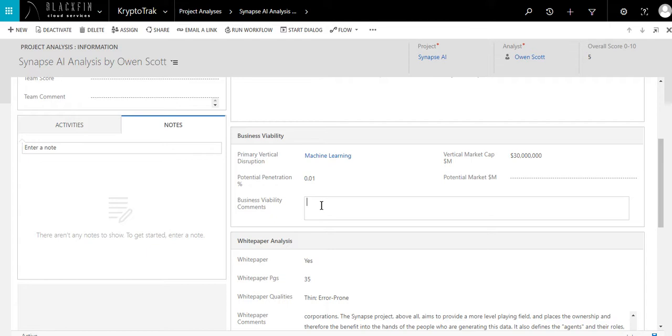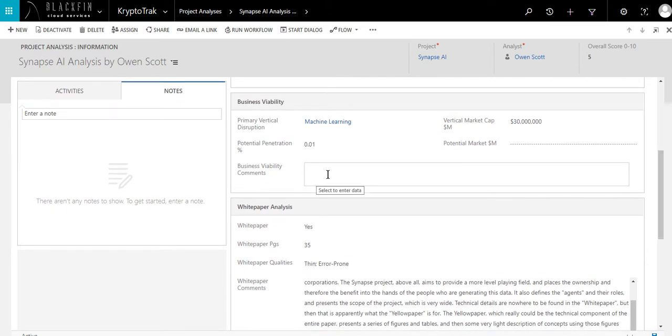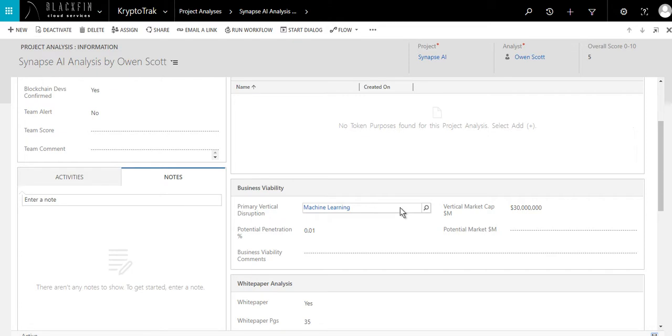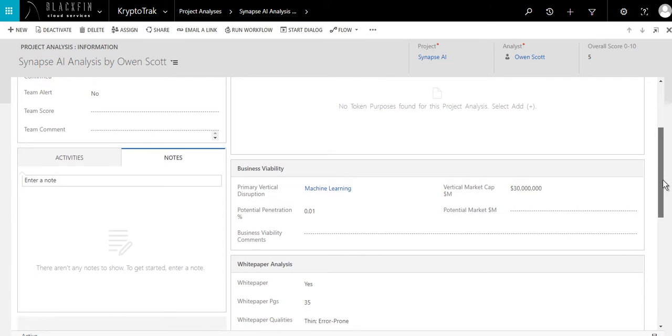And then you want to put in some business viability comments. We're running out of time, and I really want to give the same amount of time to both projects, so I don't want to go too deep into this. But yes, you would type in your business viability comments, and that's the idea. You're supposed to put this information in here, and then, of course, as you saw back there at the dashboards and graphs, you can actually look at these visually in terms of vertical market cap and things like that.